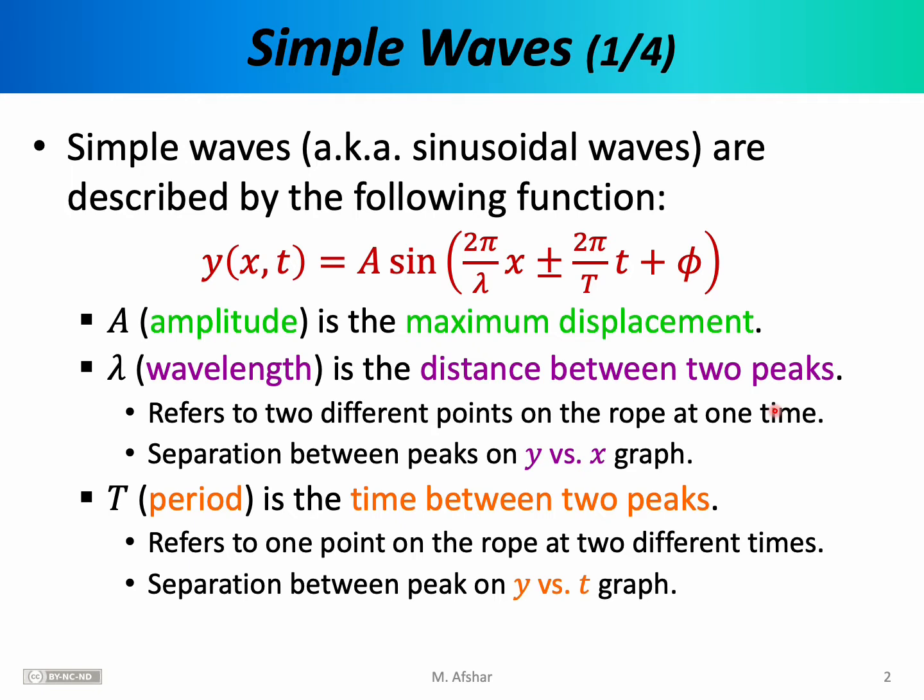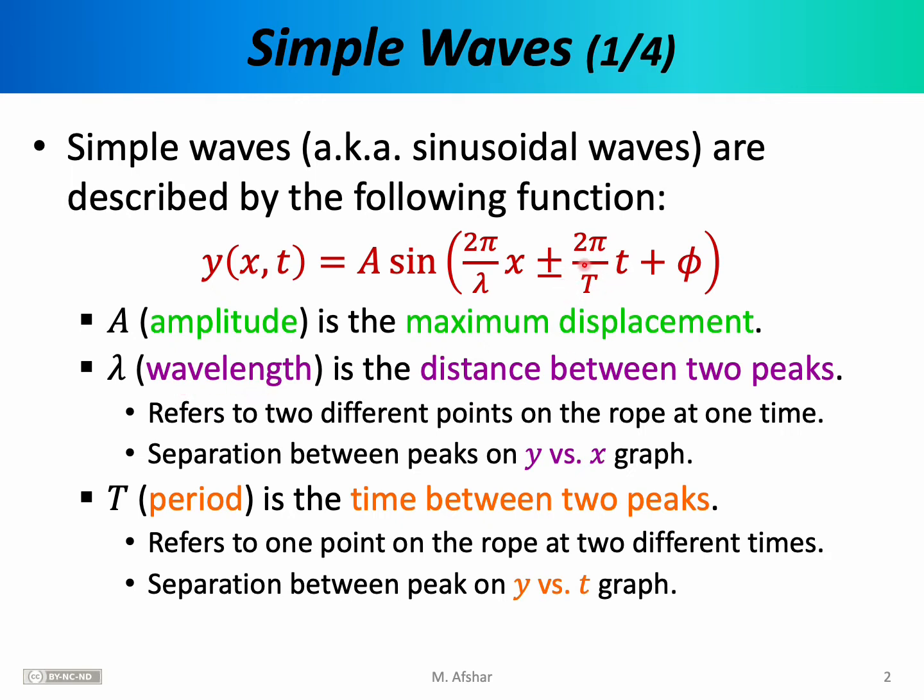It essentially describes the distance between two atoms that are doing exactly the same thing along the length of the rope. They must have the same displacement and the same velocity. If you were to make a graph of y versus x, then the distance between two peaks on that graph would correspond to the wavelength.